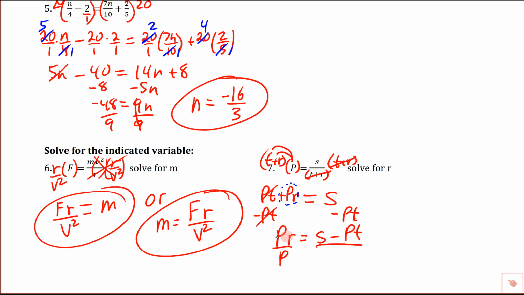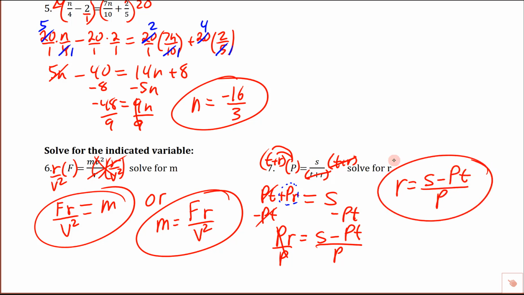So to finish this off, what we're going to do is divide both sides by P, just like that's the coefficient there. So we'll divide by P here. So we have R equals, this would be S minus capital P times T over capital P, and we'd go ahead and circle that.